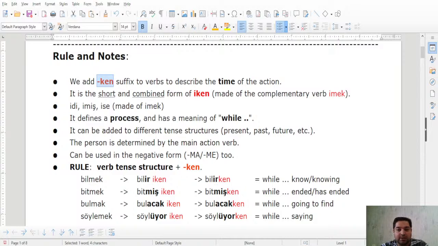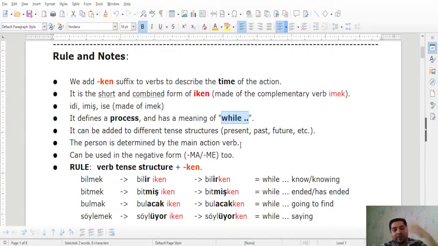So, let's continue. Where did we stop? Iken, right? The -ken suffix is a short and combined form of iken that we add as a suffix to the verbs. What does it mean? It usually defines a process and has a meaning of while, a very broad meaning of while. In 90% of the cases it is while, same as while something is happening, while something is done, while something is being done.